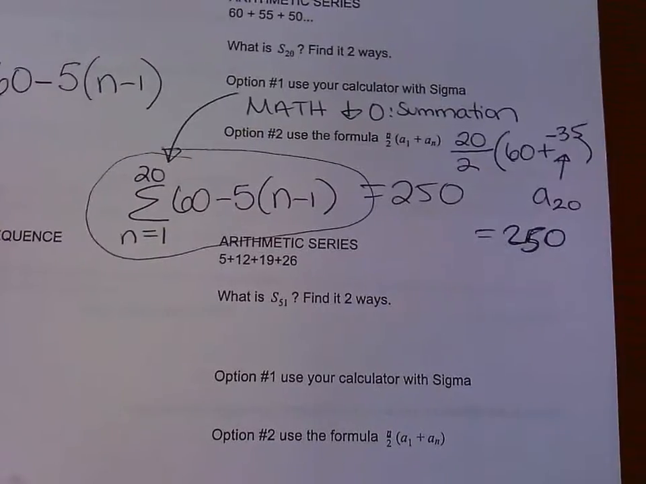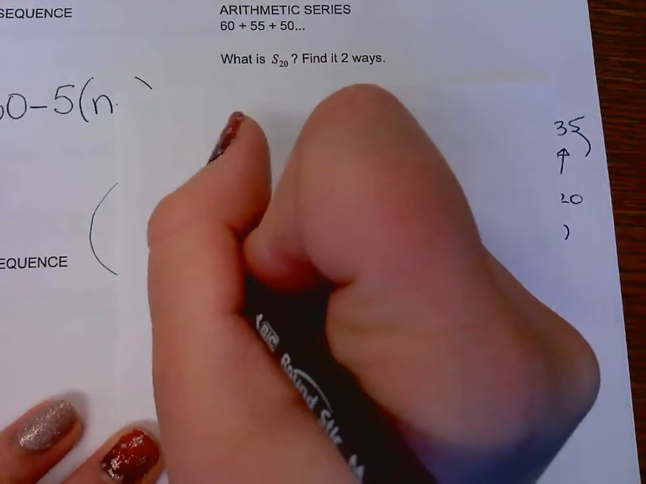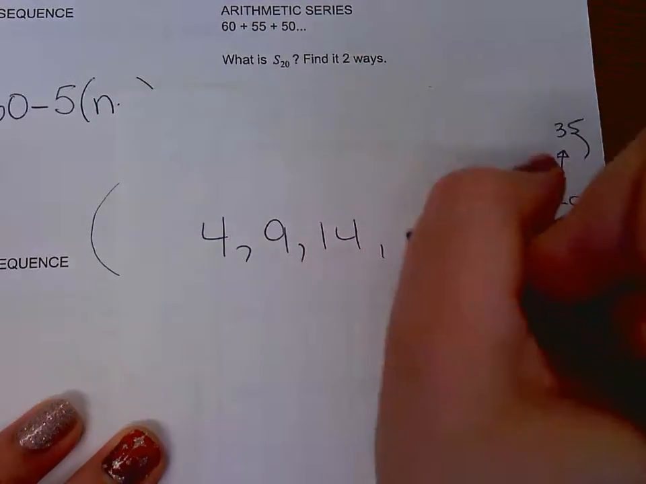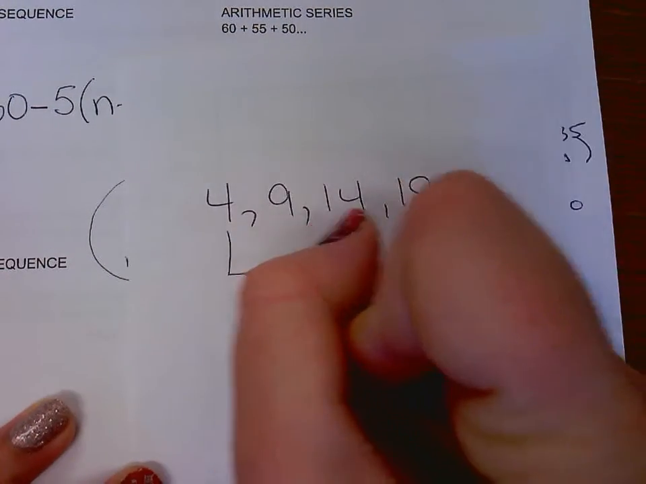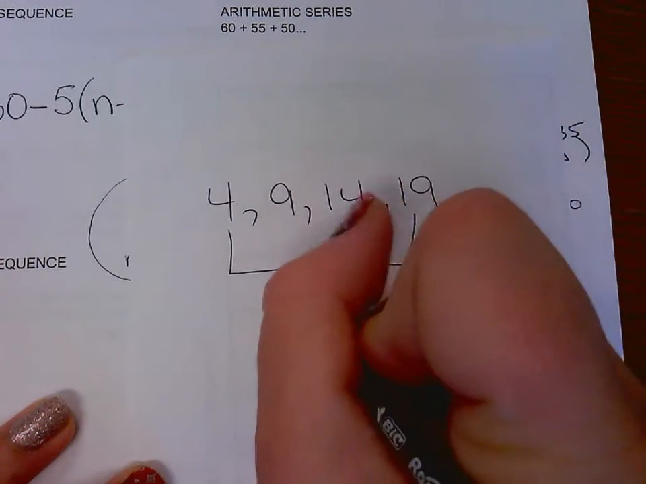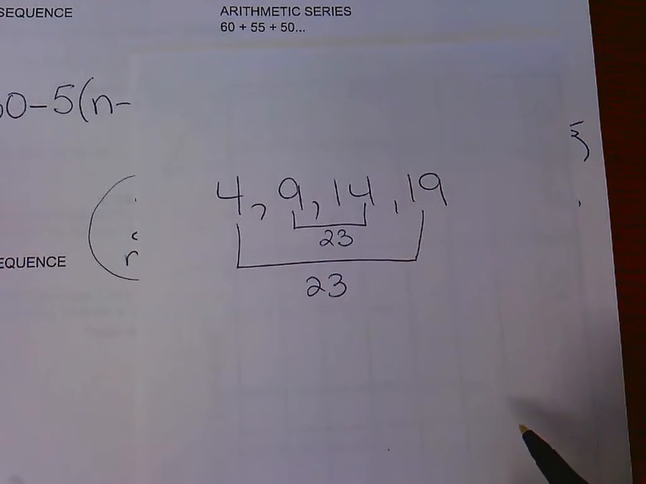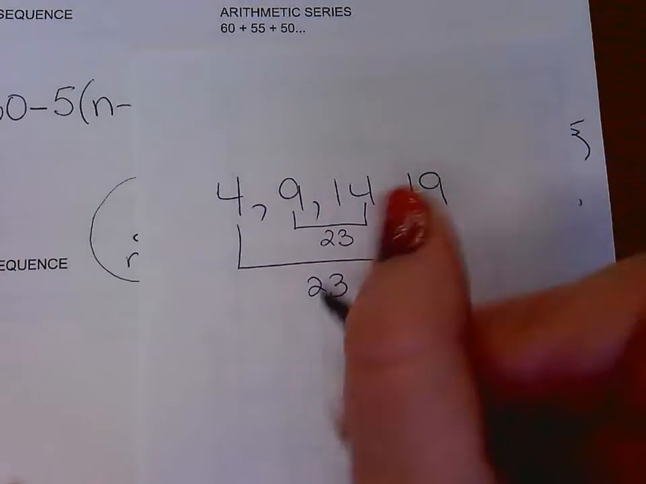And I can't remember if we talked about yesterday why that works, but let's just talk about it on a smaller scale. So what if you had the numbers 4, 9, going up by 5, 14, and 19, right? So I want to add those 4 terms together. If you pair up the first and the last term, what's that add up to? 23. If you add up the next term and the next term, it adds up to 23. In an arithmetic sequence, when you add the first and the last, or the second and the second to last, you're always going to get the same answer.